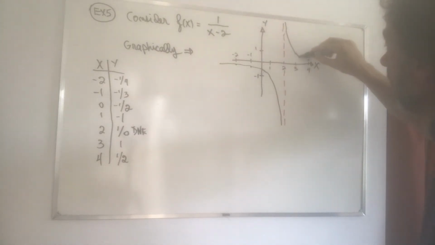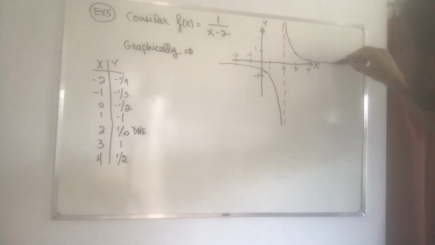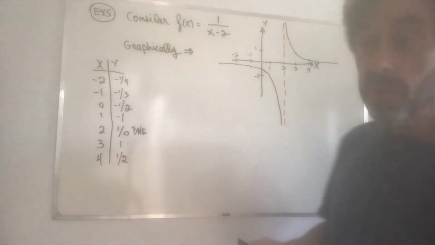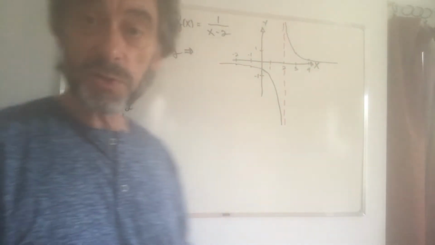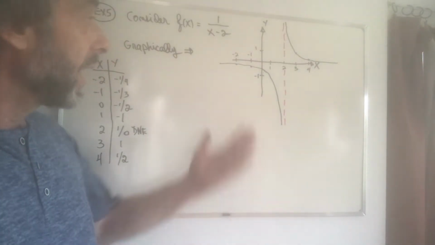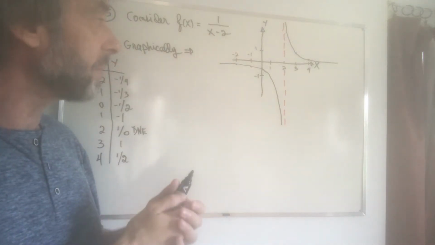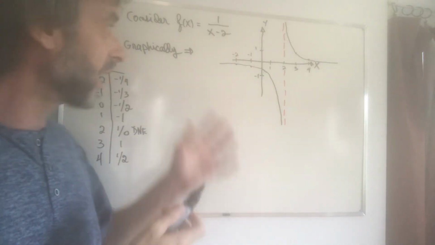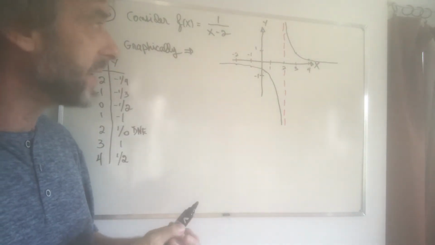I'm sorry if my hand is not very steady. And then we have a very recognizable shape, which is called a rational function. We've seen that plentiful in high school. And it's got kind of a shape like this. It's not the best graph I've ever done, but I think you get the idea.